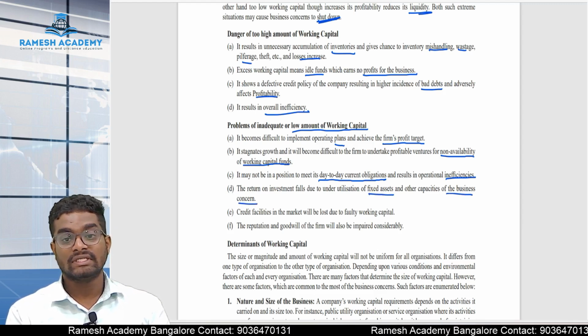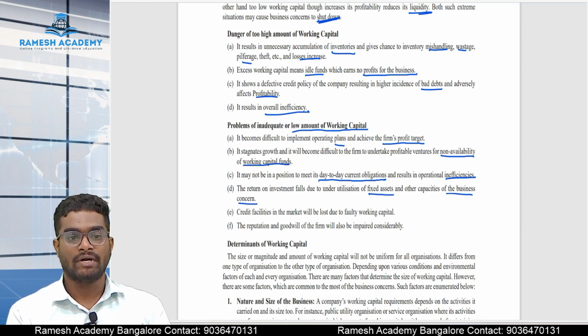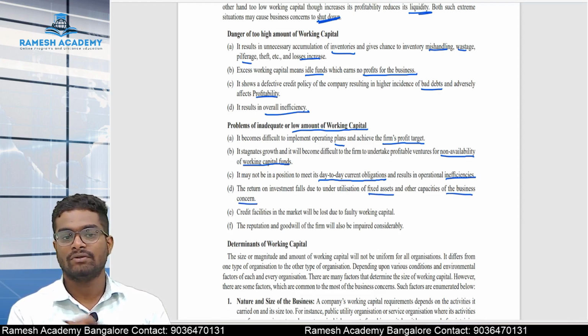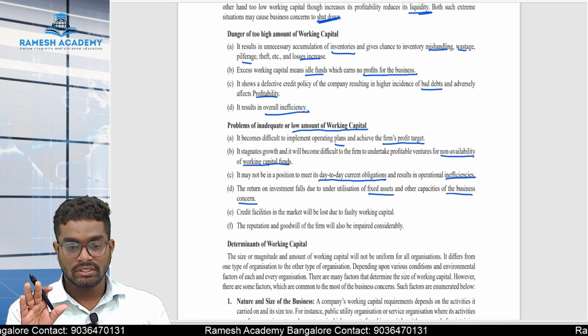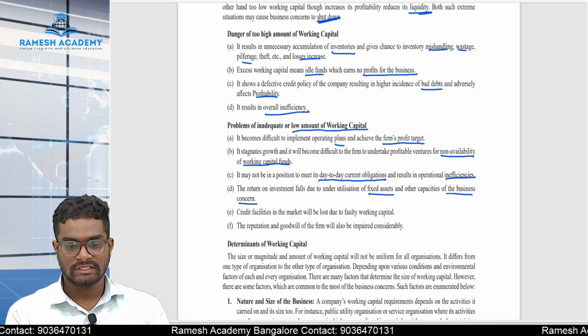The business has a capacity to produce 10,000 units per day, but since you do not have working capital, you cannot give the items for production, you cannot provide the raw materials to the production department. Obviously you are underutilizing your fixed asset capacity.